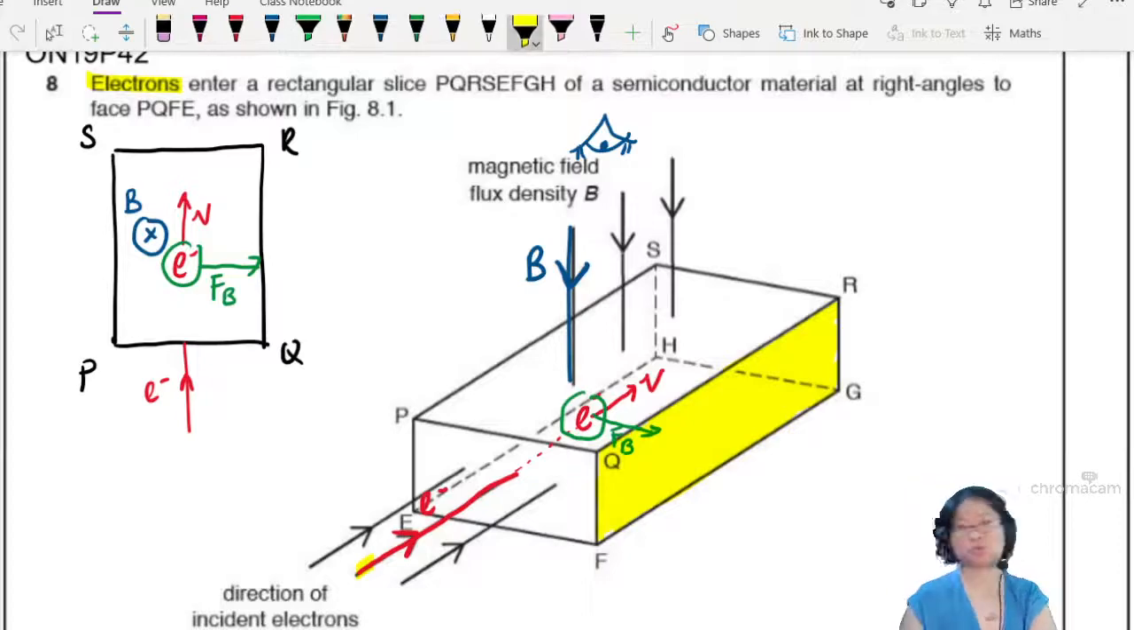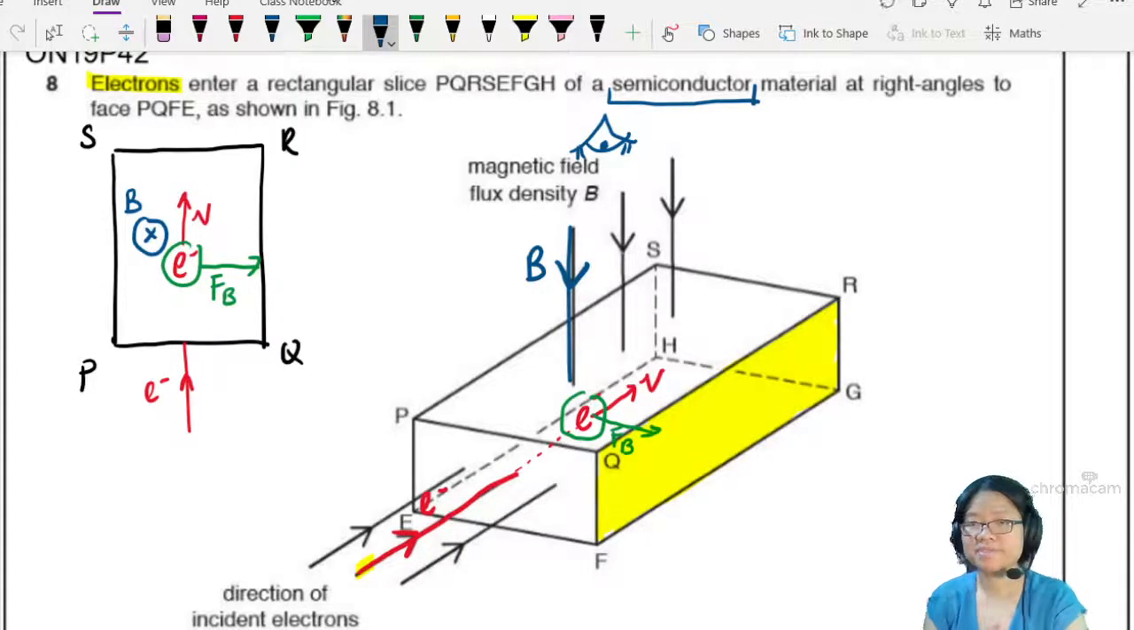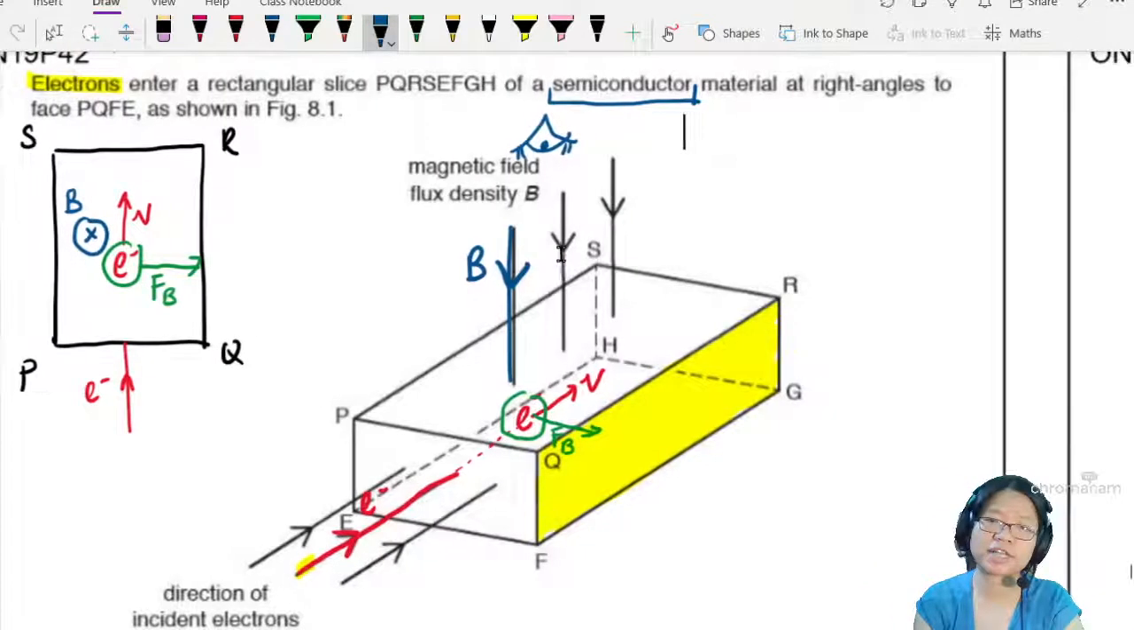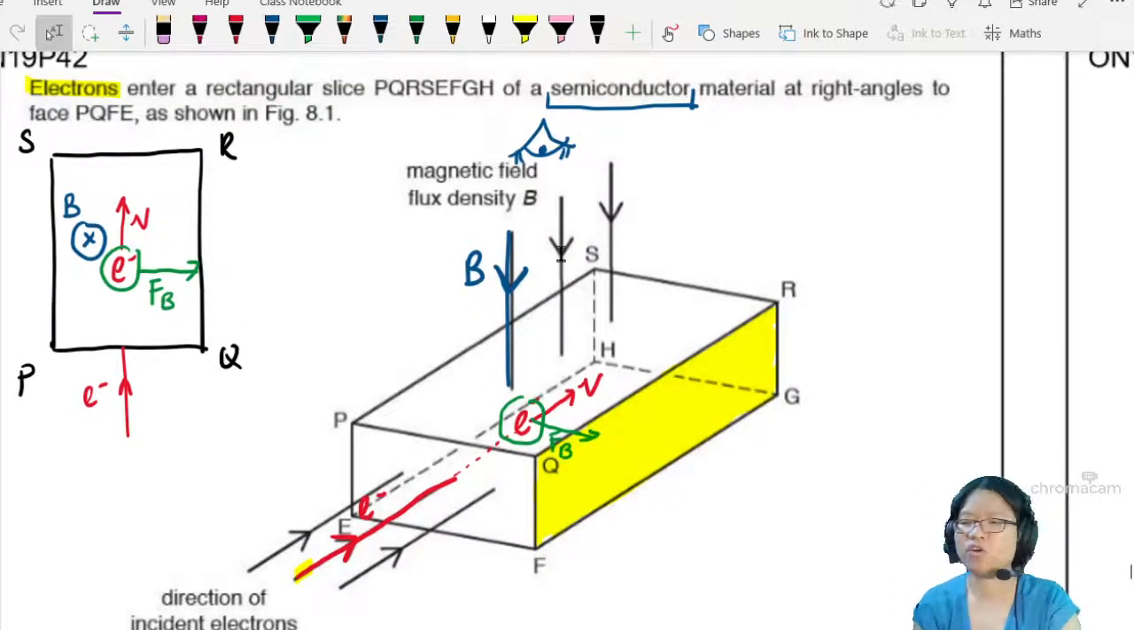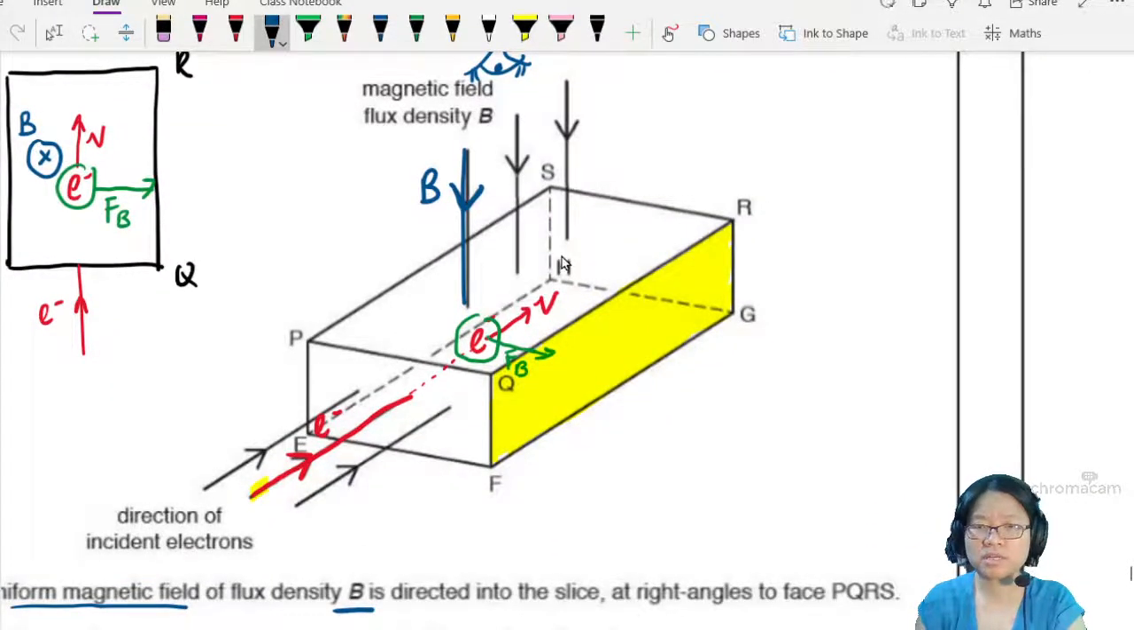So the electrons will be directed towards this face, but does it mean that this face must be negatively charged? I don't know. It depends on what the majority charge carrier is. And in this case, it is unclear what the majority charge carrier is. Is it N-type? Is it P-type? Of course, if they say direction of incident electrons and they only talk about the electrons, we could default and say it has to be electrons. But I just want to make a note here regarding the polarity of the face QRFG.